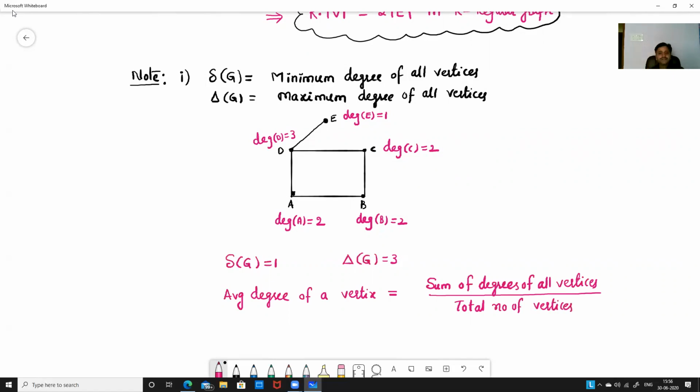So that is the meaning of average degree, right? Sum of degrees of all vertices, by using the sum of degrees of vertices theorem, must be 2 times the number of edges. And the total number of vertices we can say is V. Therefore, the average degree of a vertex is equal to 2E by V.